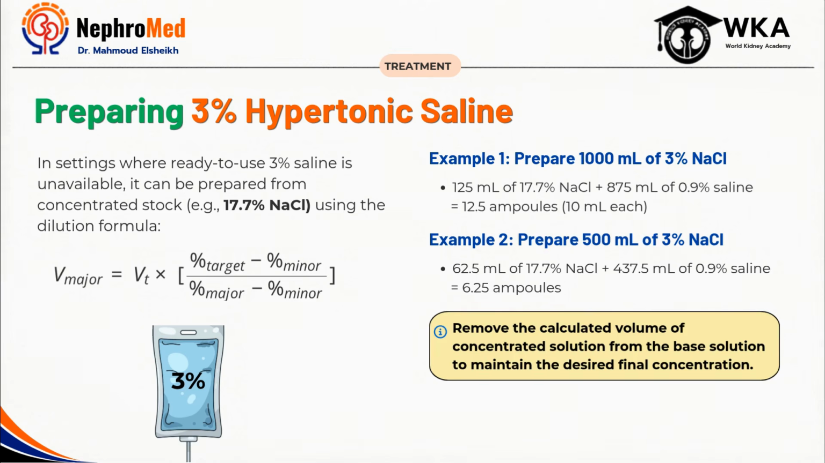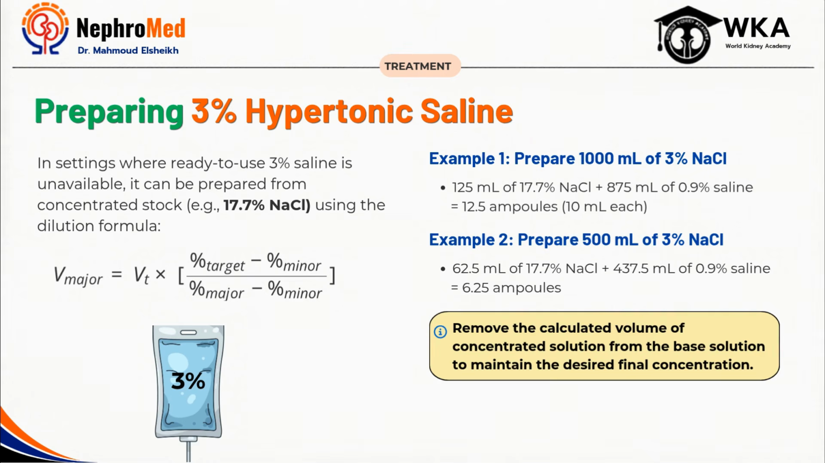In many hospitals, especially in resource-limited settings, ready-made 3% hypertonic saline may not always be available. In these situations, it can be swiftly prepared using concentrated sodium chloride solutions, commonly 17.7% sodium chloride. The preparation follows the standard dilution principle. The formula calculates how much concentrated solution is needed to achieve the desired final concentration after dilution with normal saline. For example, to prepare 1 liter of 3% saline, we use 125 milliliters of 17.7% sodium chloride together with 875 milliliters of 0.9% saline.